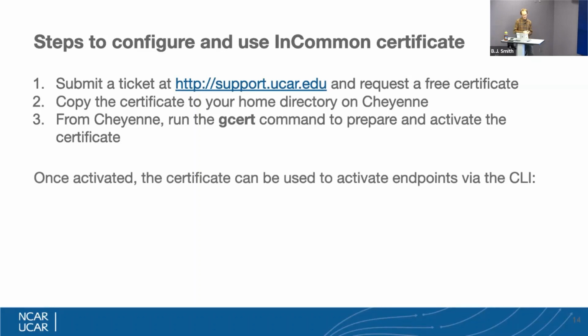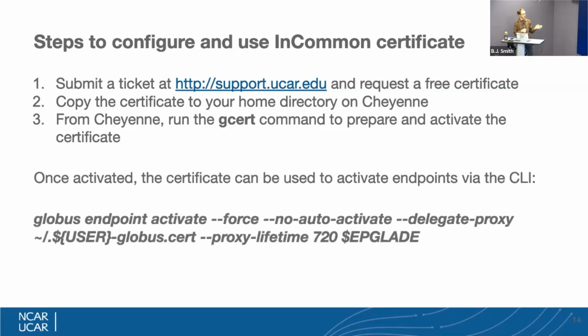So once that's activated, then the certificate can be used to activate endpoints using the CLI. And here, it's the same Globus endpoint activate command. I'm using my force option, my no auto activate, but instead of using my proxy, I'm using delegate proxy, and I'm pointing it to the name of my certificate file, which by default, this GCert command will put in your home directory and name it your username-globus.cert. So if you have the certificate available and you use this exact command, it should work.